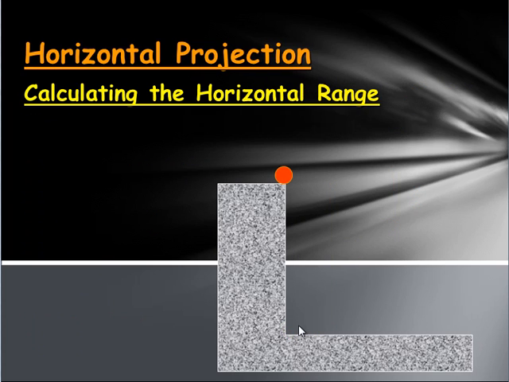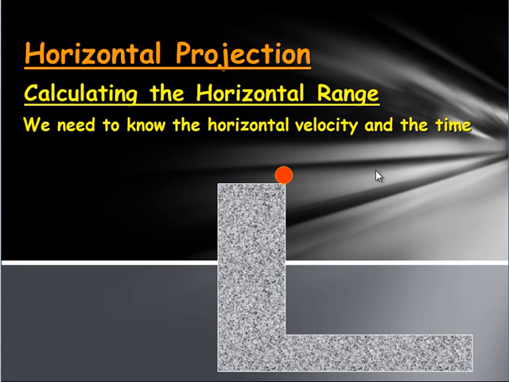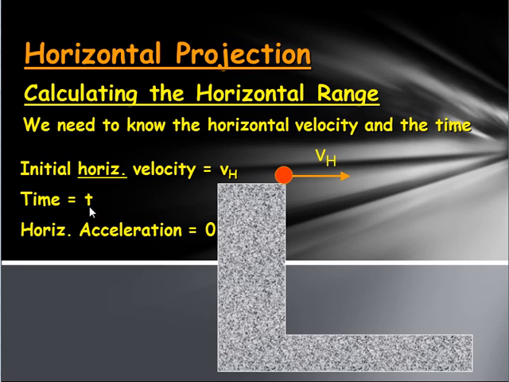If we want to calculate the horizontal range, we want to know how far out it's going to land. We need to know how quickly it was moving to begin with, because that's how quickly it will move through the entire flight, and how long it took to fall down. Knowing both those things, we can work out how far it would travel in the horizontal direction. So we've got an initial velocity, we know t, horizontal acceleration is 0, so distance equals v times t. That's basically distance equals speed times time.